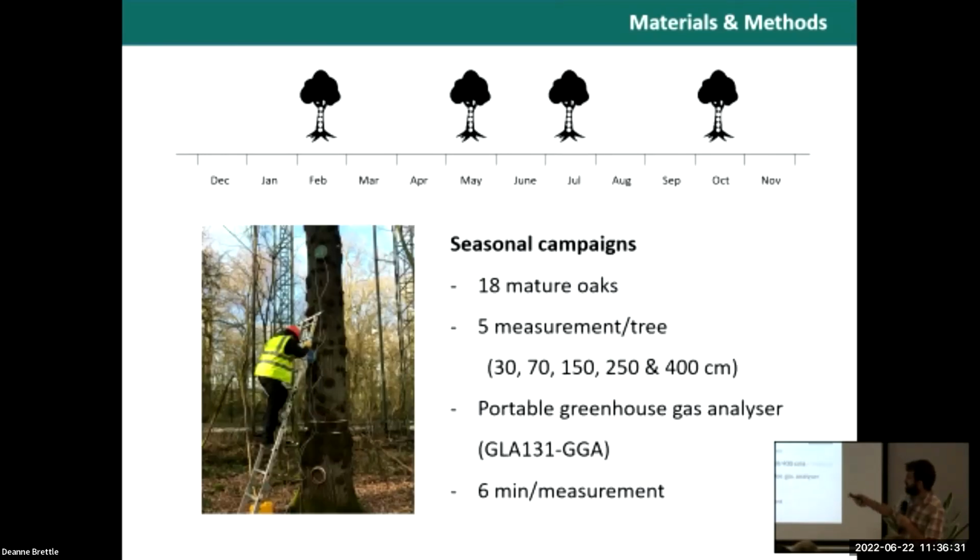But on top of that, we performed seasonal campaigns. So 4 times a year, we were measuring a subset of those trees at 5 different stem heights, from 70 centimeters up to 4 meters high.